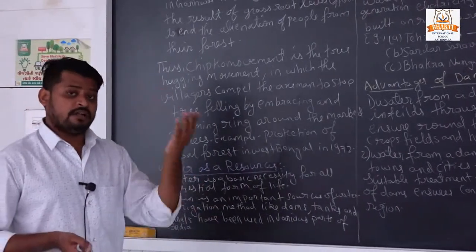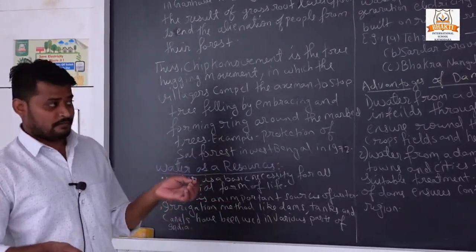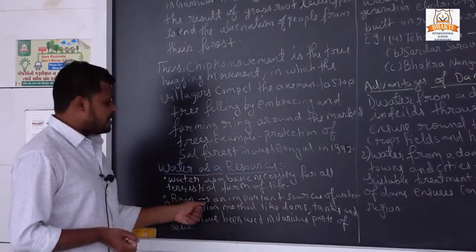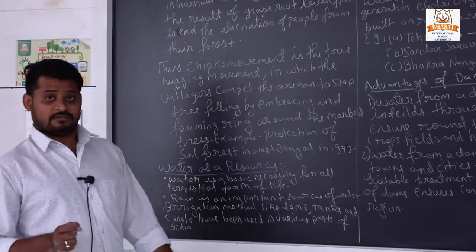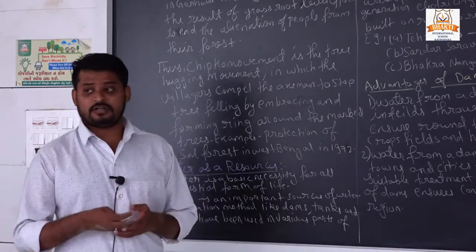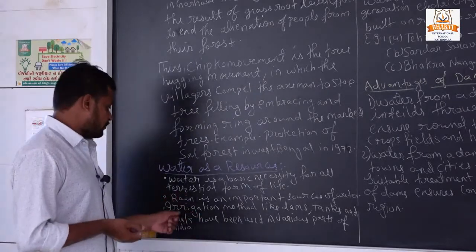It is not only for terrestrial animals, it is also necessary for terrestrial plants. Rain is an important source of water. We all complete our needs of water through rain. So rain is also an important source of water.